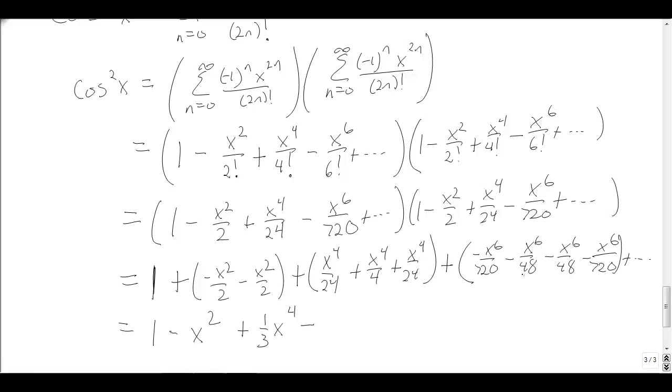Minus, let's see, 48 times 15 should give you 720. So minus 15 minus 16 7/20ths, and there's 2, so that should be minus 32 7/20ths. But we can, let's see, divide out by a 4 would give you 8 over 180. Divide out by another 4 gives me 2 over 45. So if I'm doing this right, it should be negative. I believe that's 2 over 45 x to the 6th.